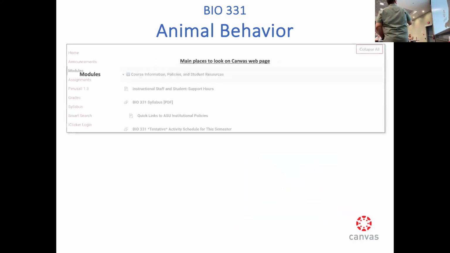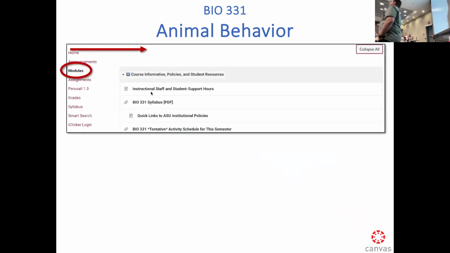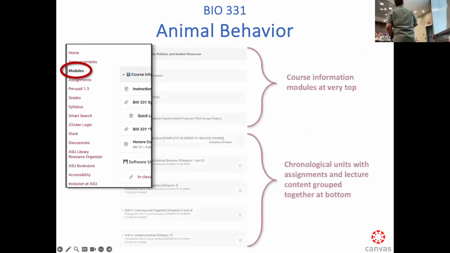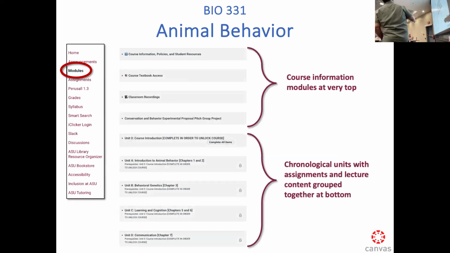But because of that, modules is kind of dense. So when you go into Canvas, the first thing I'd recommend doing is hit that collapse all button to collapse all of those things down together to make it a little bit more manageable. The sections are structured so that up at the top we've got general course information, and then all the unit level stuff down at the bottom. As we open those up, that is where you can find assignment information.